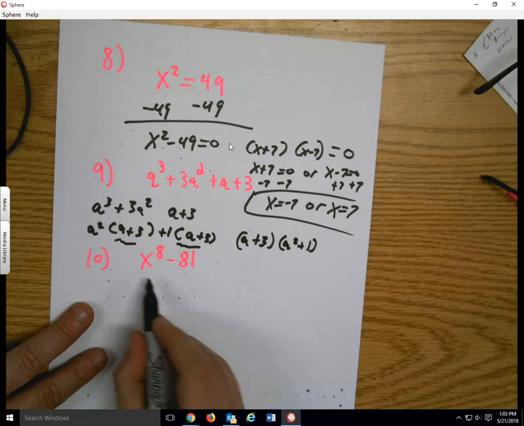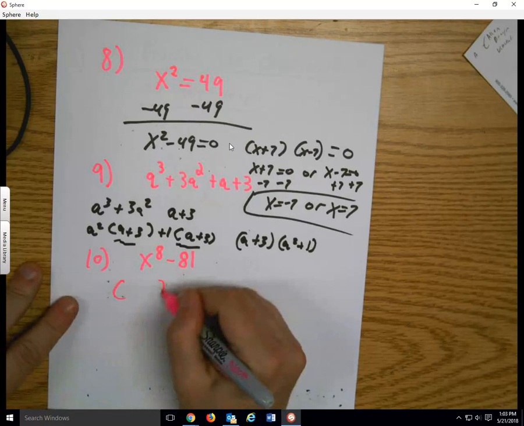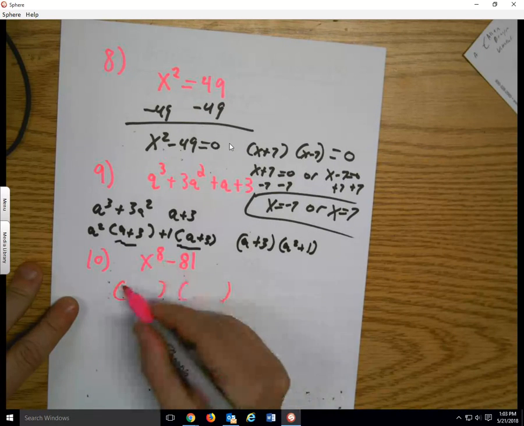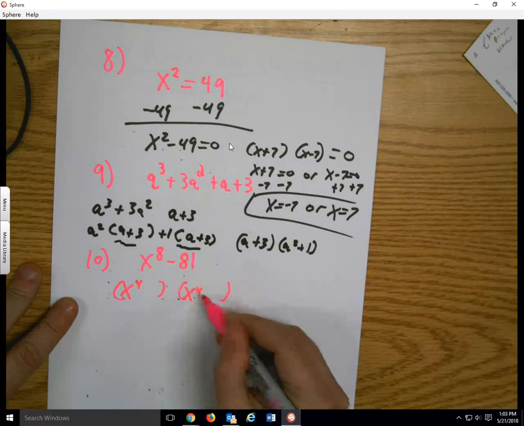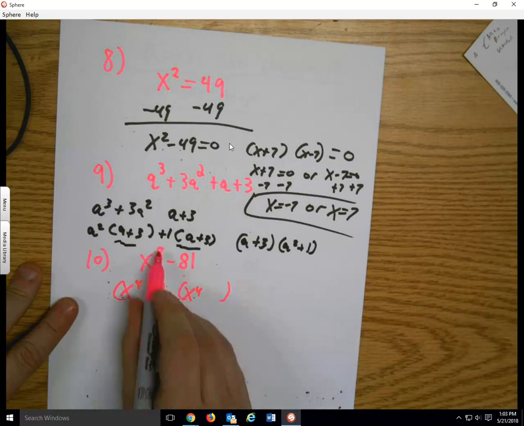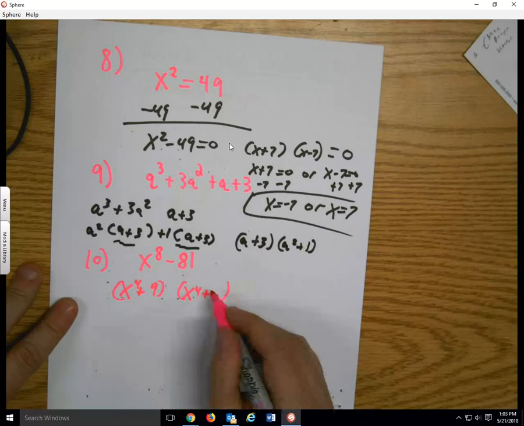The next question is a square, and there's a negative. When it's a binomial, there's a square and a square with a negative, it's the difference of two squares. It's two sets of parentheses. The square root of x to the 8th is x to the 4th. Some of you think of it as 4 plus 4 equals 8. Plus 9. Whoops, this should be a negative 9.